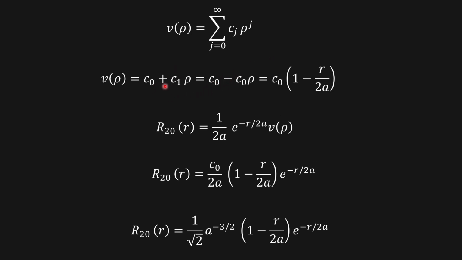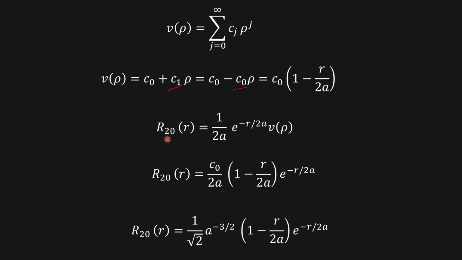However, we have seen that C1 is equal to minus C naught. So now you take C naught as common, and this becomes 1 minus rho. Rho, we know, is R divided by 2A. So this is the case.